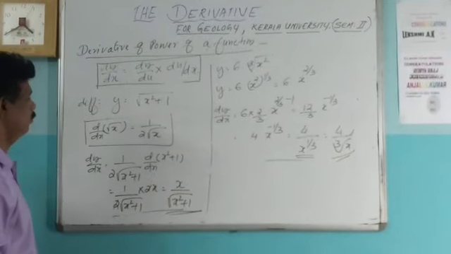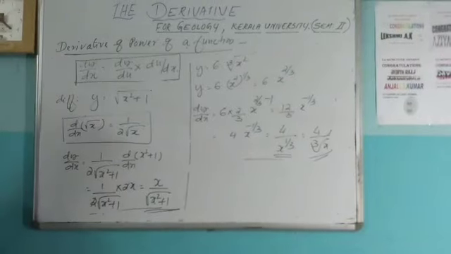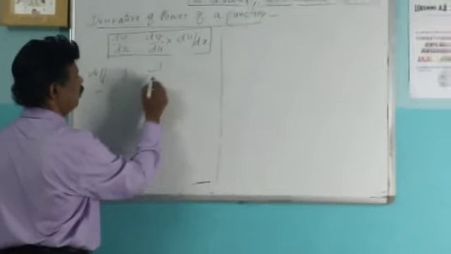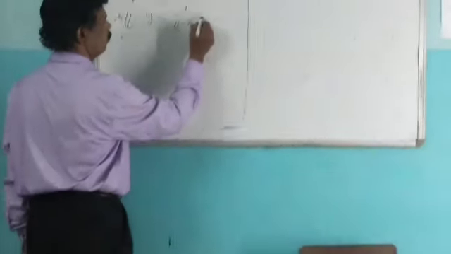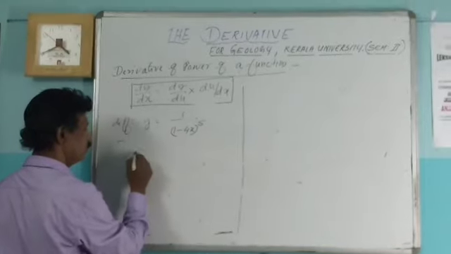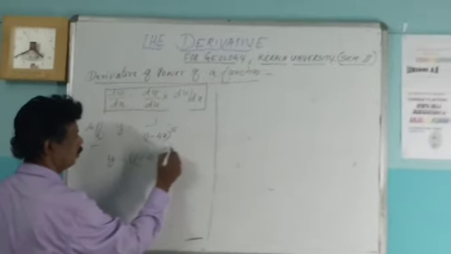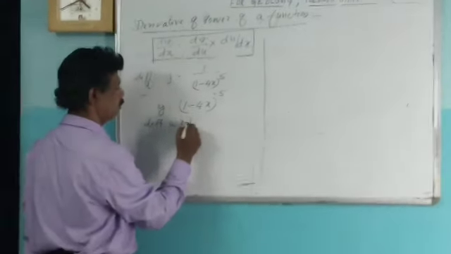Okay. Ready. y equal to 1 by 1 minus 4x, the whole raised to 5. Okay, that is y is equal to 1 minus 4x all raised to minus 5. Then differentiate the function with respect to x.